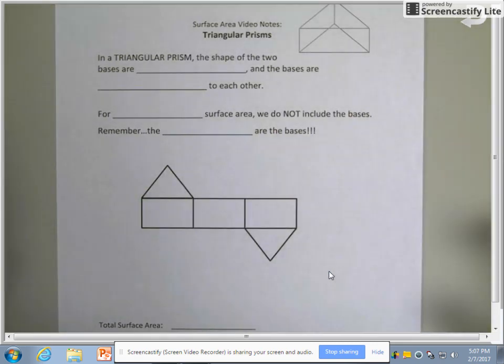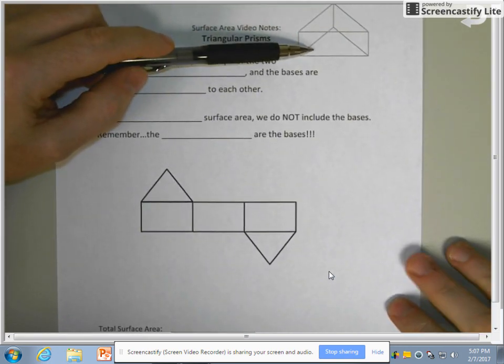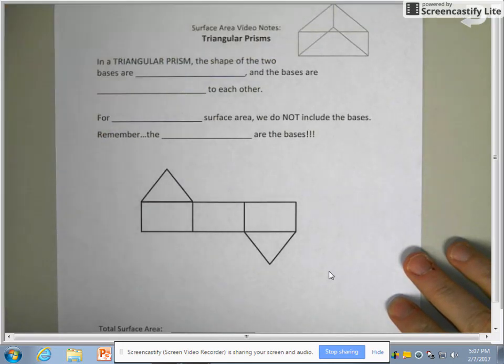All right, my friends, you should have out your surface area video notes on triangular prisms. We went over the rectangular prisms in previous notes, and so we want to demonstrate the difference between a triangular prism and a rectangular prism and how we would find the surface area for the triangular prism. So you have these notes. Here's a three-dimensional demonstration of what a triangular prism would look like.